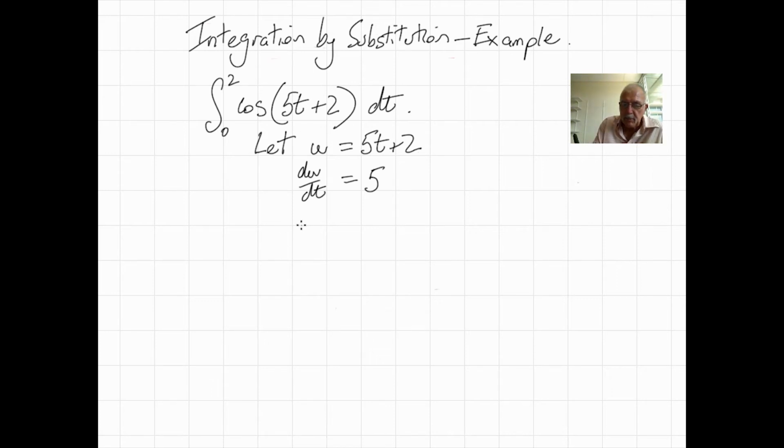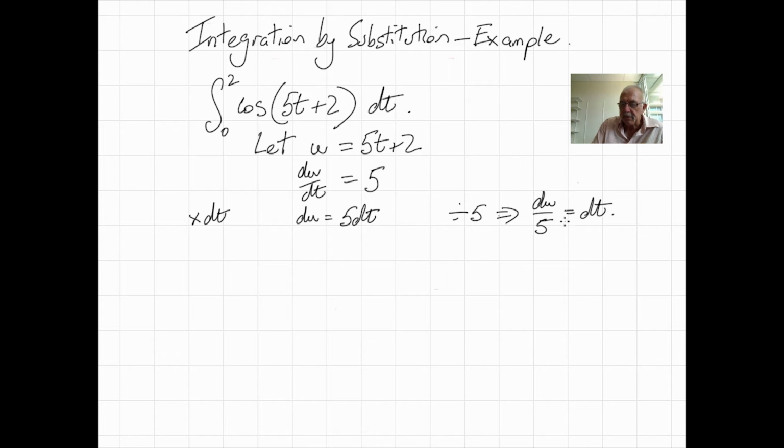My next step in the template was to make dt the subject. You can multiply both sides by dt and then divide both sides by 5. So multiply by dt and you get du equals 5 dt, and then we divide both sides by 5, and that gives us du over 5 equals dt. The whole idea here is to make dt the subject because we want to do a substitution not only for that but also for that.